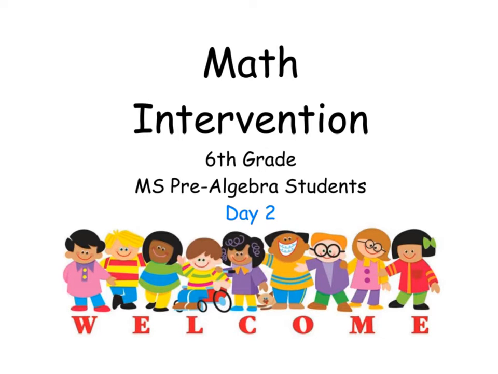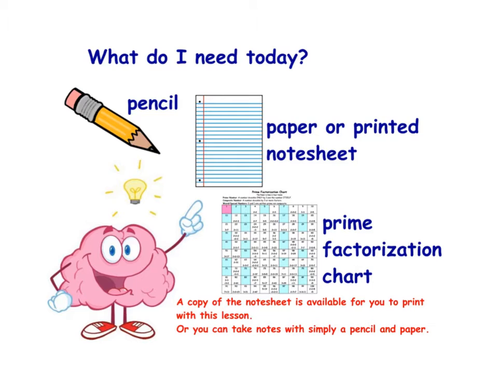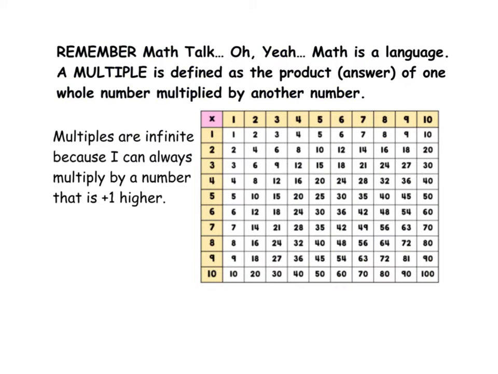Welcome back, math fans. Today you're here to find the least common multiple, or LCM, of given numbers. You'll need a pencil, a piece of lined paper, or the note sheet printed off of Google Classroom. You'll also need a prime factorization chart. You can either use the one that's provided on Google Classroom electronically, or you can print it off if you have access to a printer.